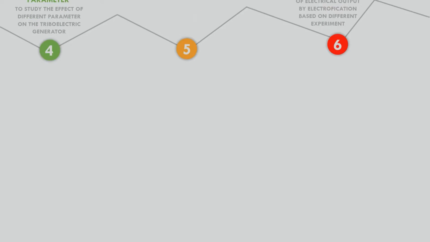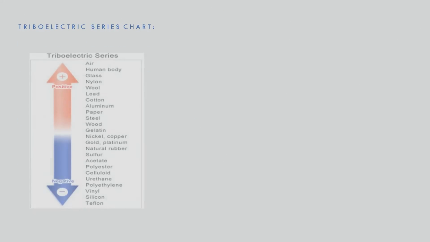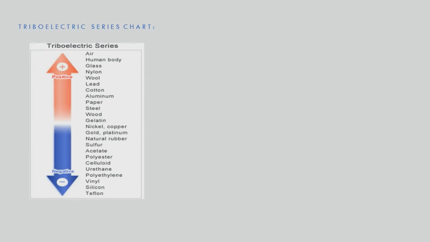This is the triboelectric series chart that I use in this research. Based on the chart, the higher the series, the more positive charge we'll get. When the material at the top of the series touches the material at the bottom of the series, they will receive a more negative charge. Moreover, the further apart two materials are in the series, the higher the transferred charge.